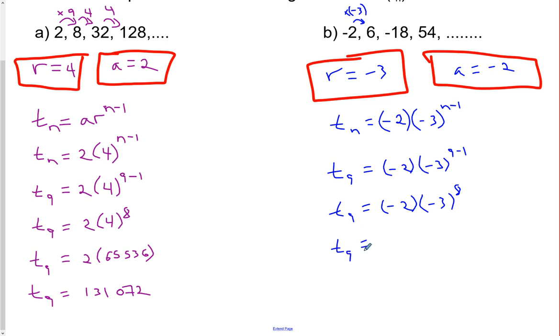So you could do negative 3 to the 8 on your calculator. I would probably just do 3 to the 8, and I would recognize that since it's an even exponent, that means all those negatives are going to cancel out. And so that's going to be 6,561. So we multiply that by -2, multiply our answers together, we're going to end up with negative 13,122 is our ninth term.